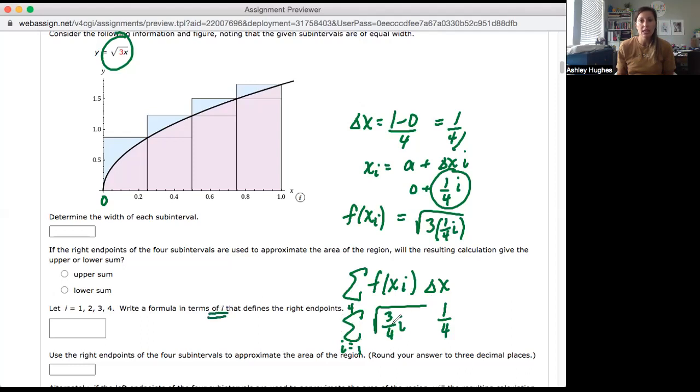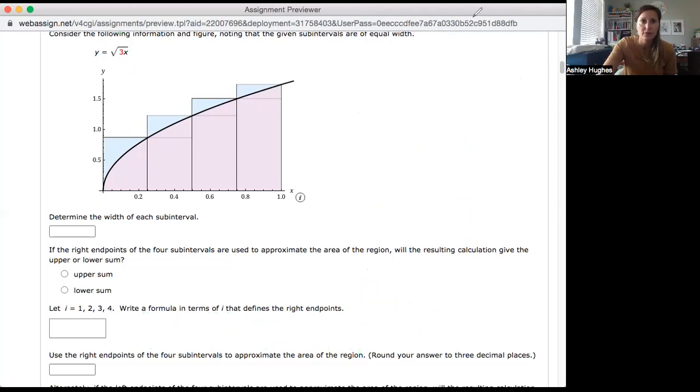If we wanted to check it out, you would plug in 1 for i, so it'd be the square root of 3 minus 1/4 times 1/4. Then plus you plug in 2 for i, so it'd be the square root of 3 minus 1/4 times 2, times 1/4. Then the square root of 3 minus 1/4 times 3, times 1/4, and then the 4th. I just ran out of room.